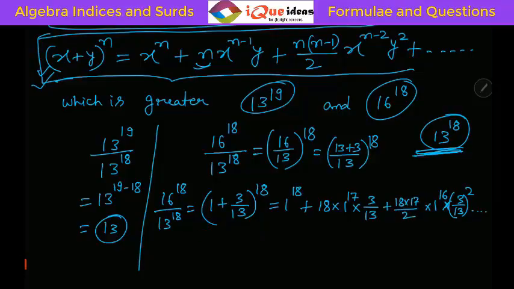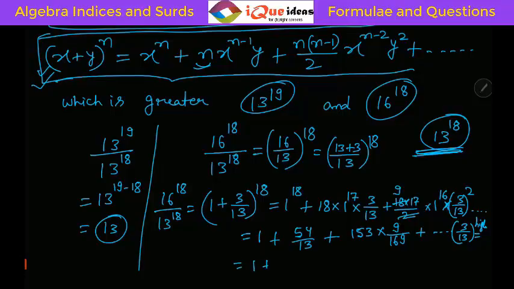Let's see here. Now 1 raised to 18 becomes 1 plus 18 into 1 into 3, that is 54 by 13, plus 18 into 17, 2 cancels 18 9 times, 9 into 17 is 153 into 3 square is 9 divided by 13 square is 169. Now after this, the numbers will have higher powers of 3 raised to 13, right? Now the higher powers of 3 by 13 will become very, very small. So we can ignore them, right? Now let's calculate the remaining values.